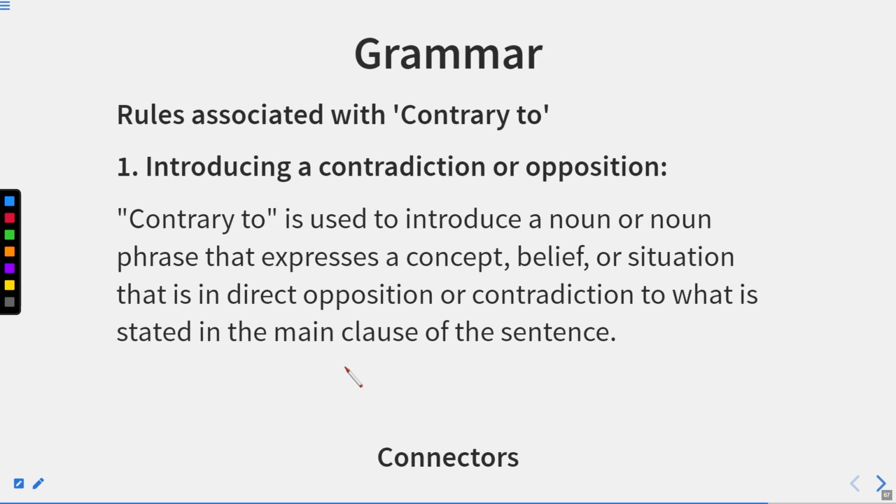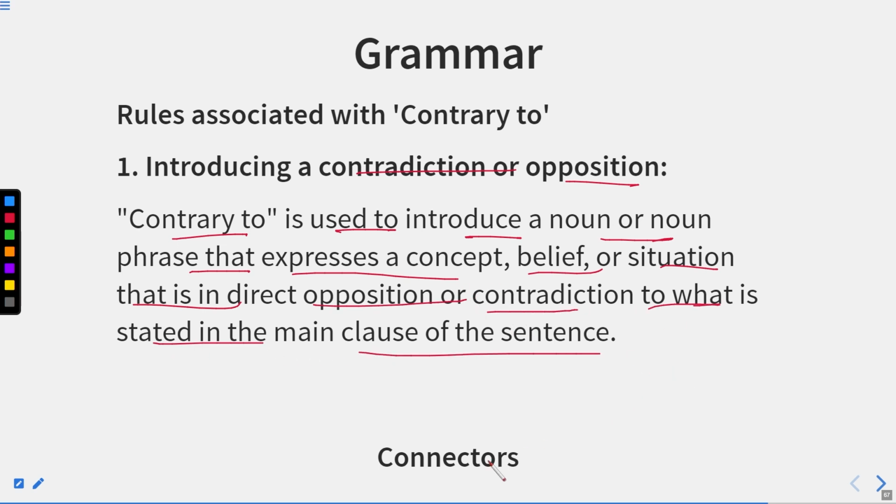Now, rules associated with contrary to. Introducing a contradiction or opposition. Contrary to is used to introduce a noun or a noun phrase that expresses a concept, belief, or situation that is in direct opposition or contradiction to what is stated in the main clause of the sentence. It means whatever is given in the contrary to part, that will be the expectation, but that will not occur in the main clause. The outcome will be something different from or opposite to what was expected.